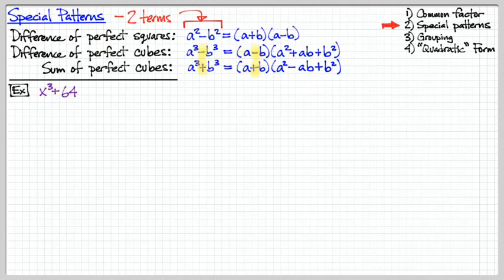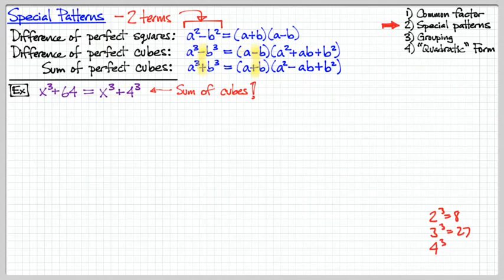So let's look at this. X to the third plus 64. 64 is a perfect cube. You should start learning perfect cubes. So let's just work out a few here. 2 to the third is equal to 8. 3 to the third is equal to 27. 4 to the third is equal to 64. And we'll do one more. 5 to the third is equal to 125. These are good to know. When you see these numbers, think perfect cube.